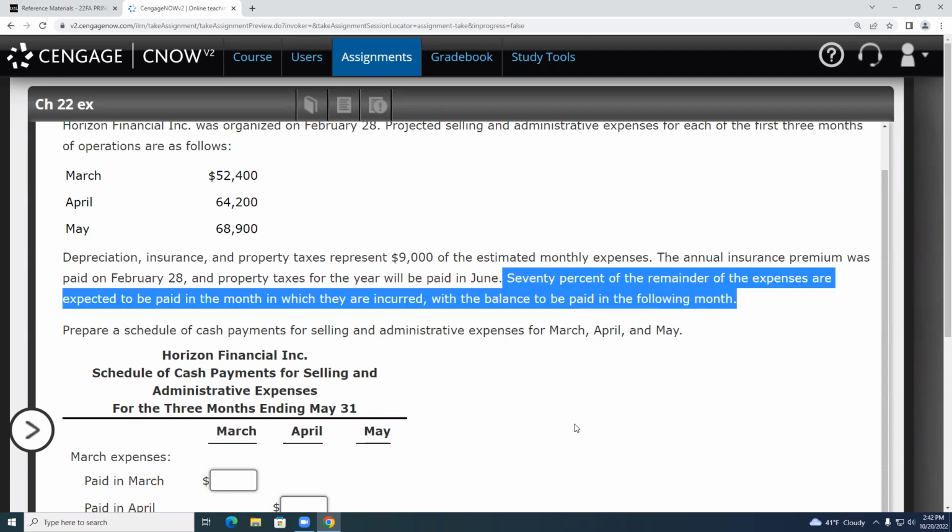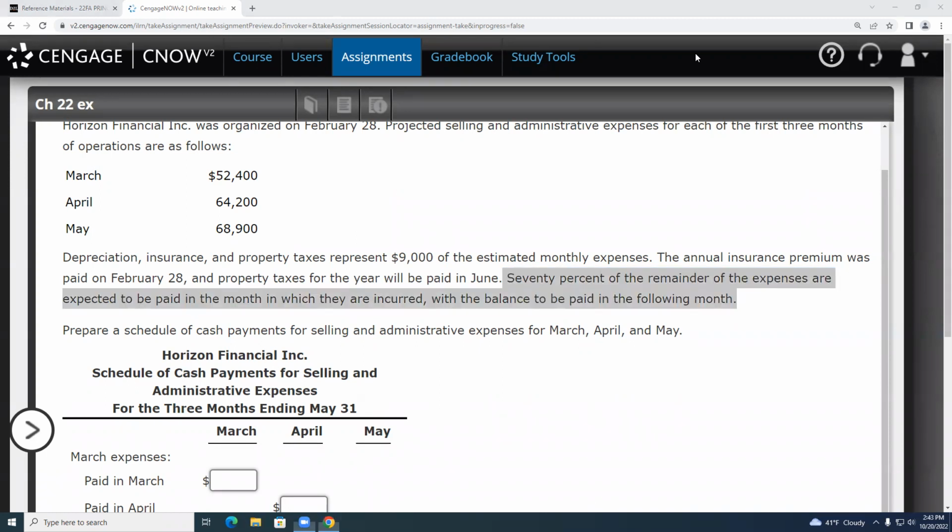And it tells us here 70% of that is going to be paid in the month in which they're incurred. So 43,400 in March. Maybe I should make a note on the screen so I don't forget. March, 43,400. April, we're going to subtract 9,000 from what's there, and we get 55,200. And whoops, May, we're also going to subtract 9,000, so we get 59,900. There we go.